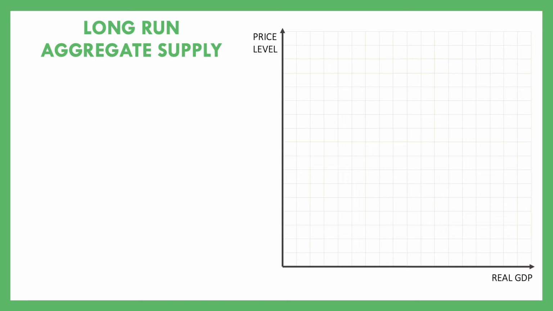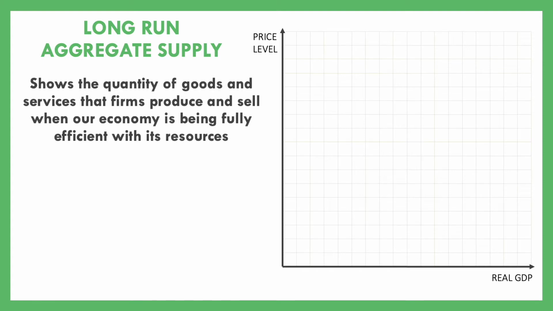Now, as I said, we're actually going to have two supply curves, and this one's called the long run aggregate supply curve. If you remember, long run represents our economy when everything is variable, so over a longer period of time. And so what we're going to see is that our long run aggregate supply curve shows us the amount of goods and services that firms can produce and sell when our economy is being, here's the biggest key thing, fully efficient with its resources, fully efficient.